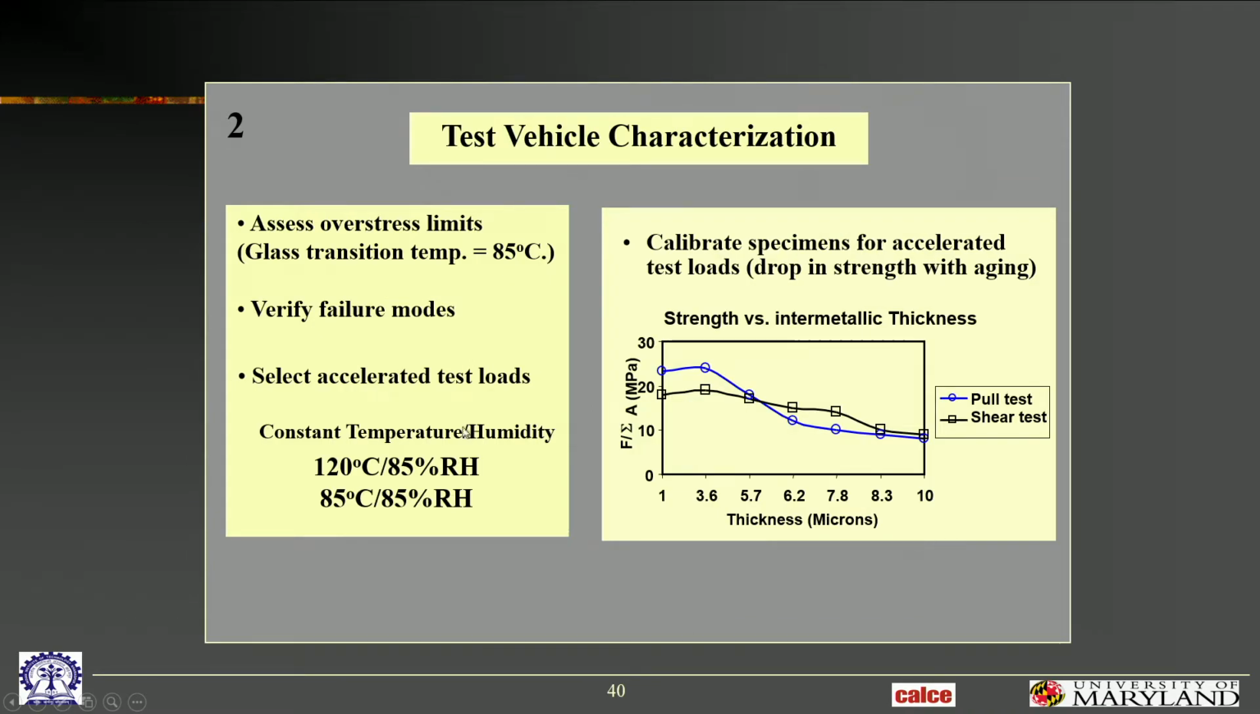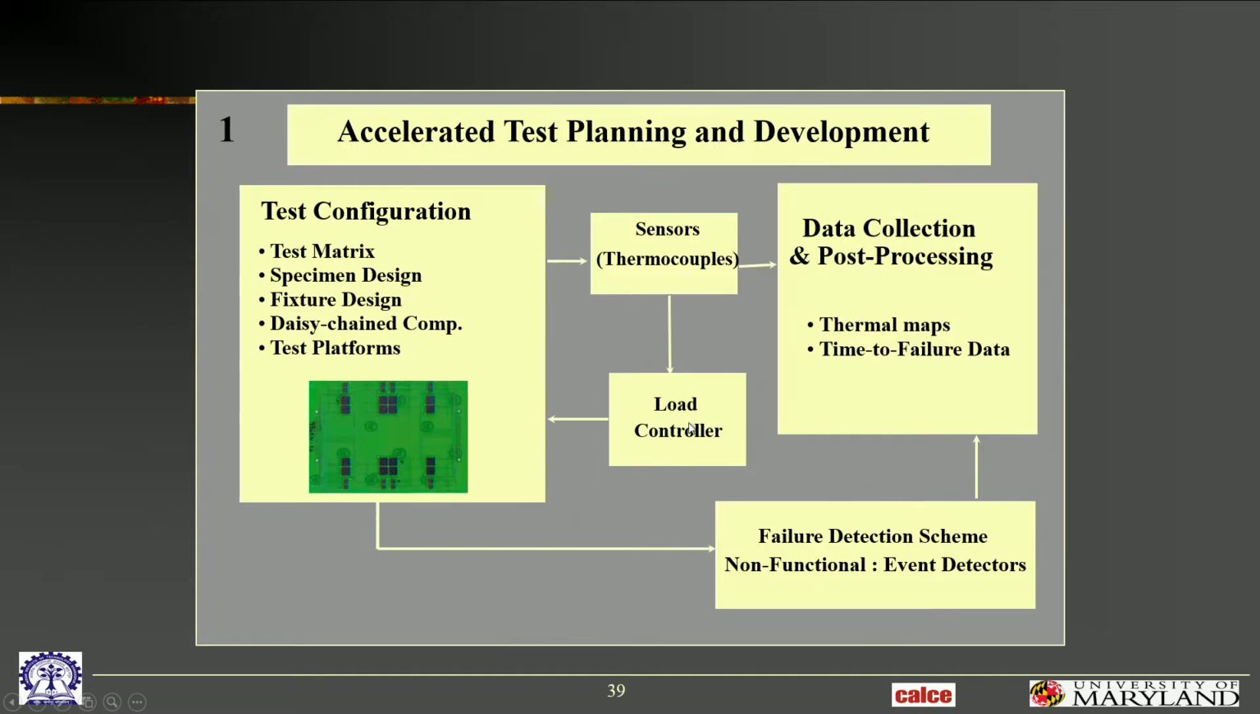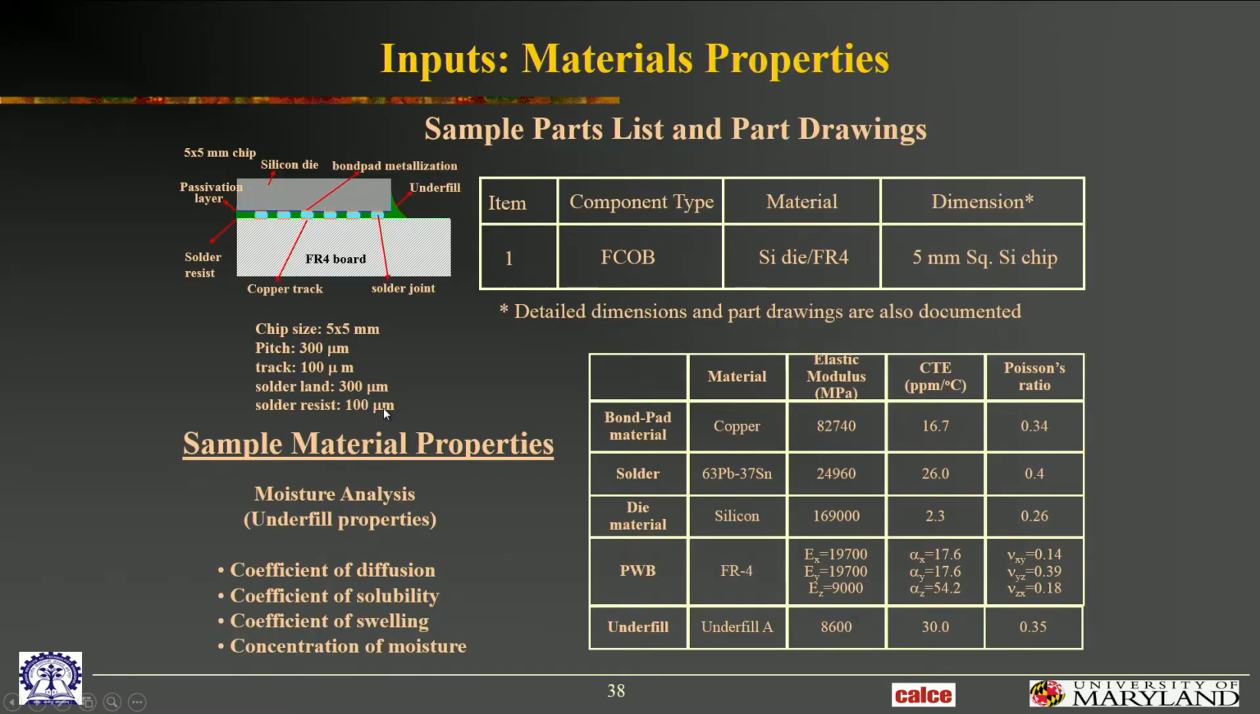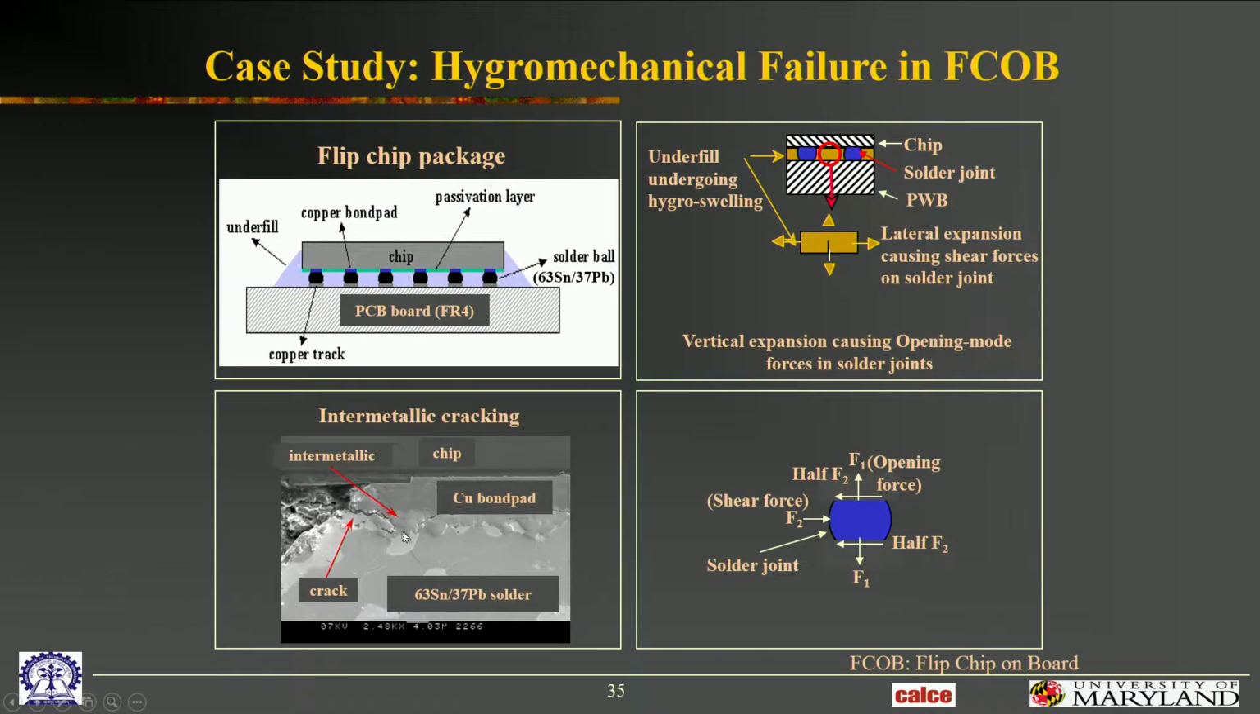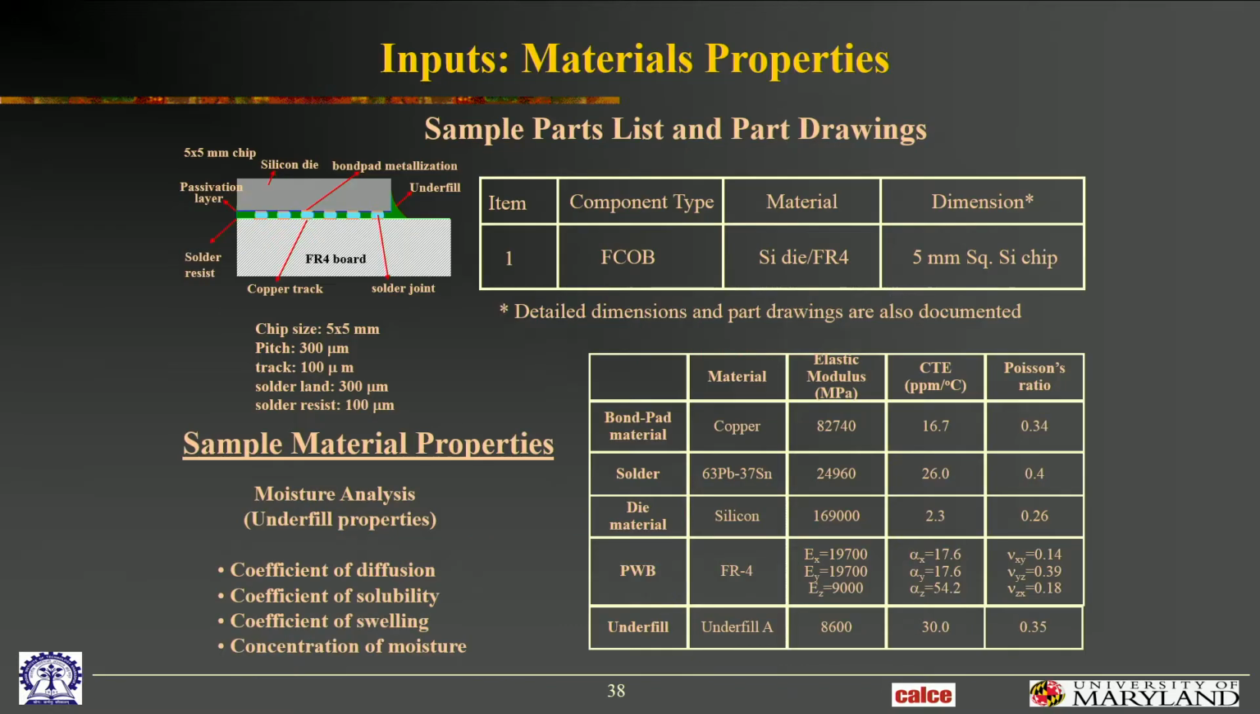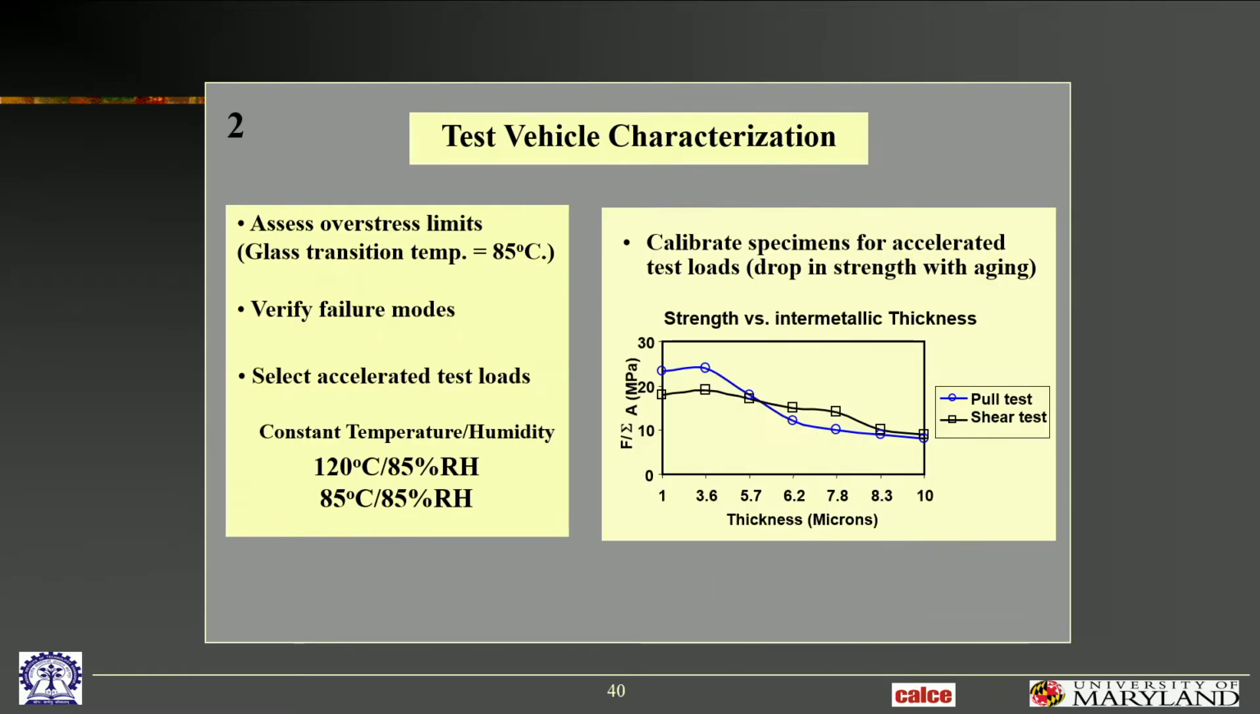Okay, so in order to build our models and characterize the boards, we had to know at what rate these intermetallics in the solder joints were degrading, okay? So that's part of the input information. So we had to run some auxiliary characterization tests in order to establish that.